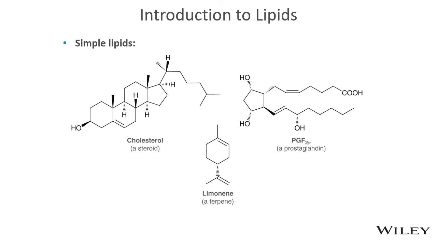Our simple lipids, such as cholesterol, limonene, and PGF, which is a prostaglandin, also have similar structures. So many simple lipids contain rings. So we see the rings here. Several of them contain hydroxyl groups. So those are common features as well as double bonds.